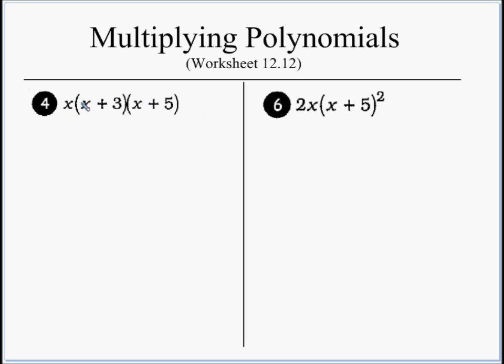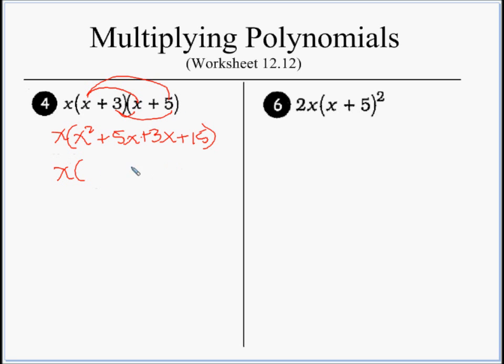Now if you remember how to multiply binomials, you can use the FOIL method. First times first would give you x squared. Outer times outer would give you 5x. Inner times inner will give you 3x. And last times last will give you 15. Now all of this is just inside of this expression. We still have to multiply by the x.